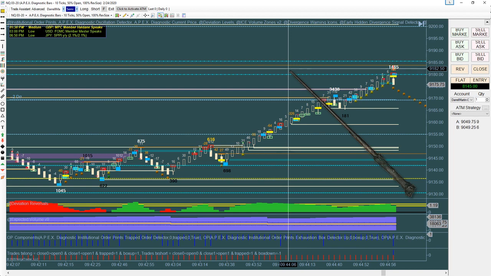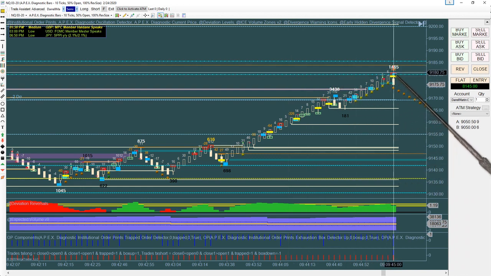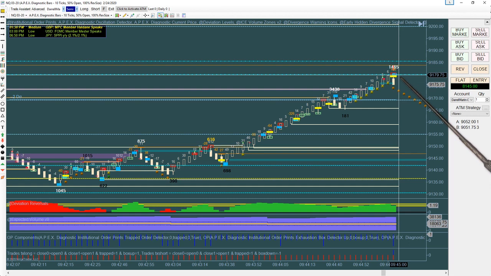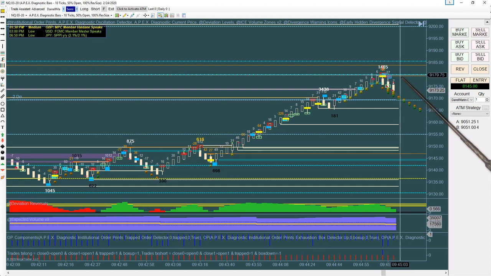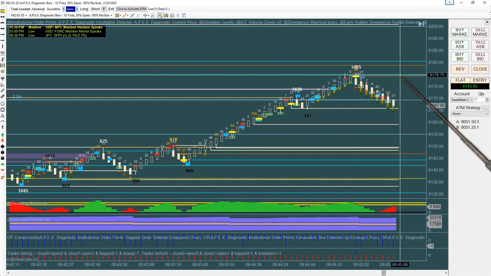So we have oscillation detector divergence, which is one of our rules that we can take a short. We're also taking it off of a wall. That's a bonus, right? So we take that short. Boom, it goes at least 2 bars, and then some. Okay?